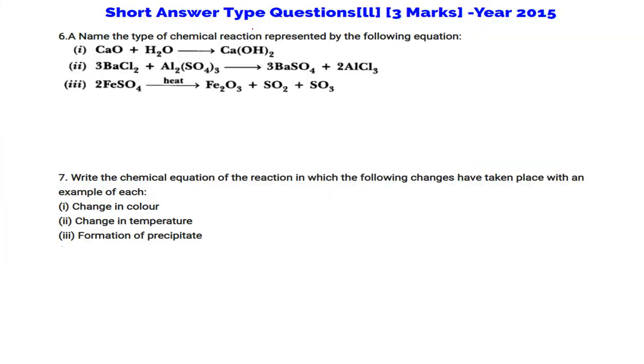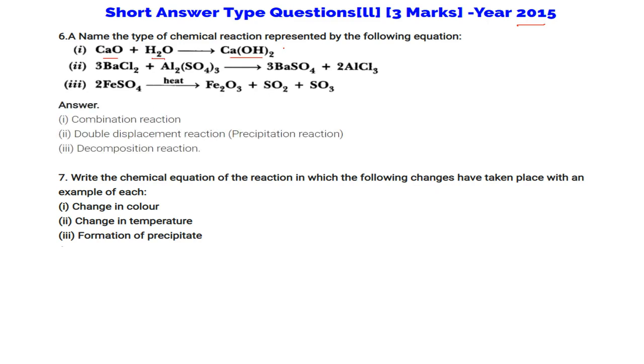These are short answer type questions, 3 marks, for year 2015. Name the type of chemical reaction represented by the following equation. Since these two compounds combine to form only one compound, we call it a combination reaction. Now here, barium is replacing aluminium and aluminium is replacing barium. So this is a double displacement reaction, and since barium sulfate is a precipitate, insoluble in water, this is a precipitation reaction as well.